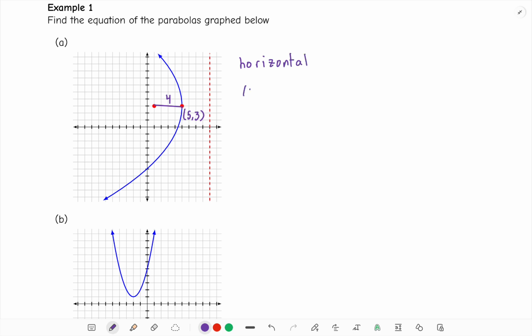That means our equation is (y minus k) squared equals 4p(x minus h), where k is 3, so we get (y minus 3) squared. p is 4, so 4 times 4 is 16. And then h is 5. So there's the equation of our parabola. When you're given the focus, vertex, and directrix, it's not that hard to find the equation.